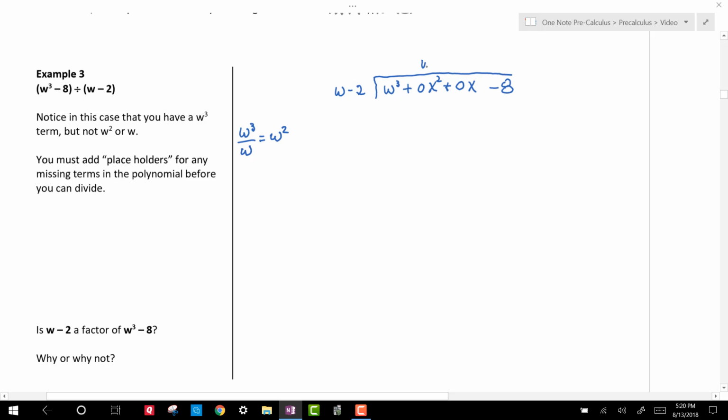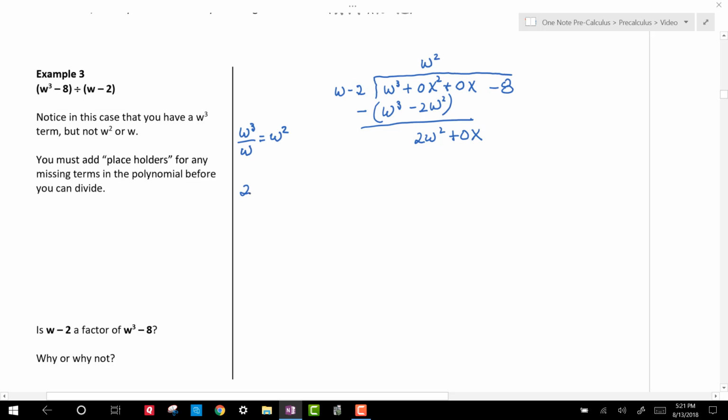So this is w squared. W squared times w is w cubed. W squared times negative 2 is negative 2w squared. Throw some parentheses around that, put a negative out front, and subtract. W cubes are gone. We have 0w squared plus 2w squared, which is going to give me a positive 2w squared. We're going to drop down the next term in the sequence, 0w. And we're going to start all over.